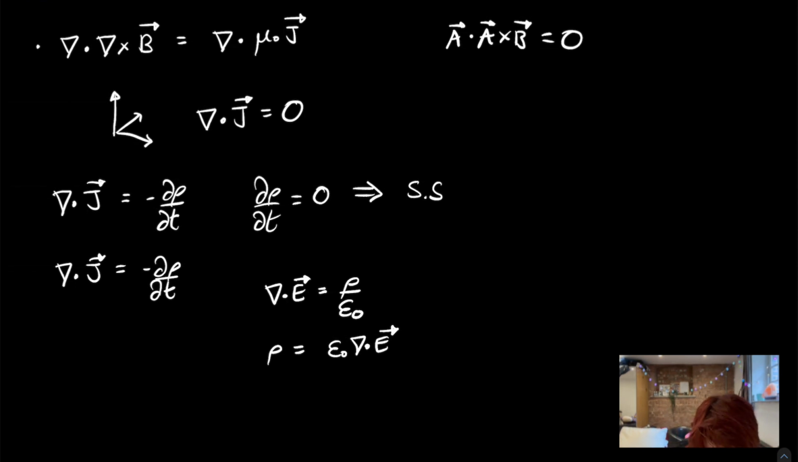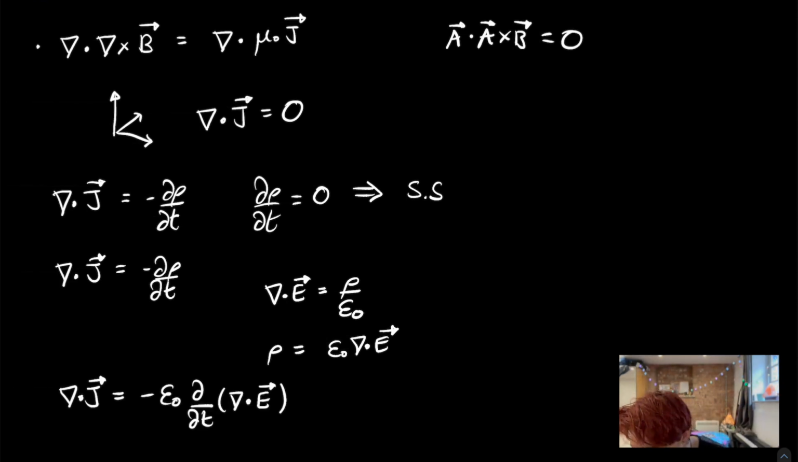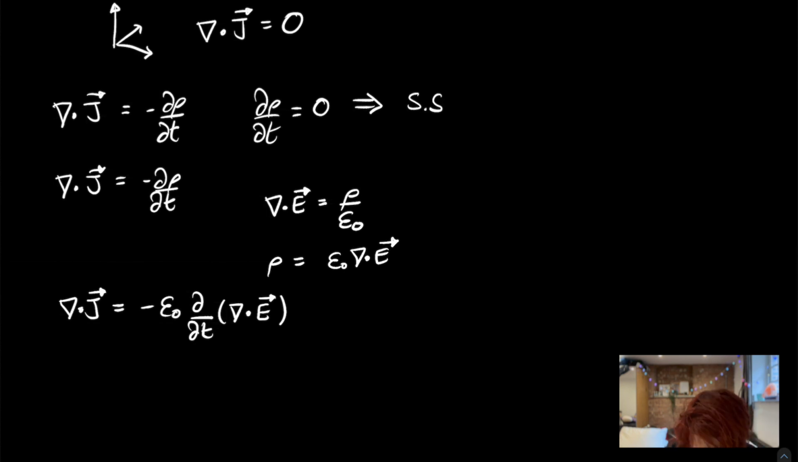So we can go ahead and substitute that into the continuity equation. When we do that, we get this equation right here. And what we can actually do, like we've done many times before, is just reverse the order of the spatial derivative and the time derivative. And we can simply rewrite this side of the equation as being equal to minus the divergence of ε₀ dE/dt right here.